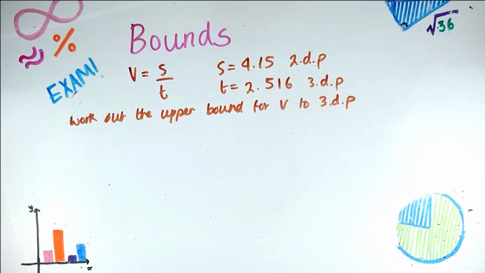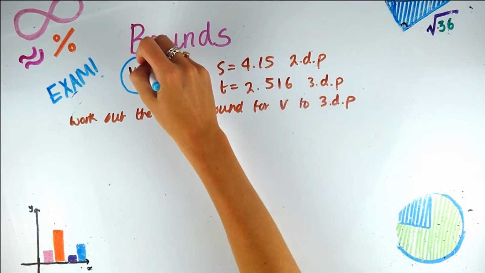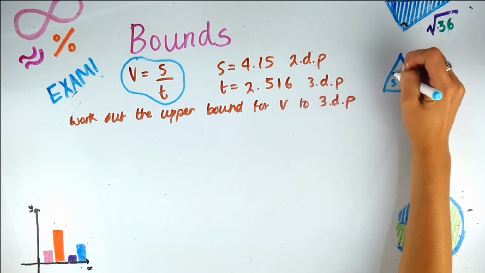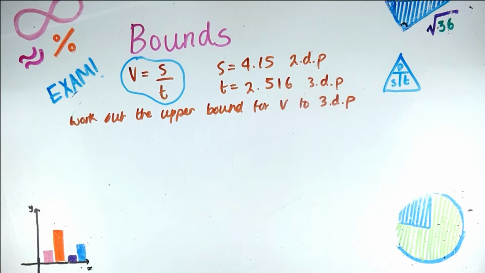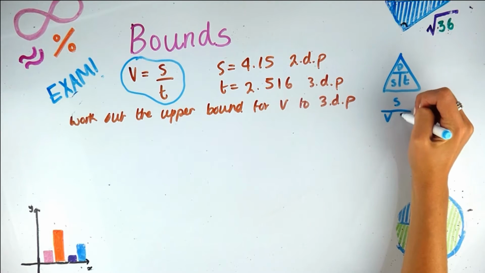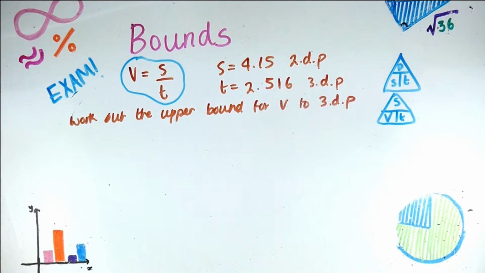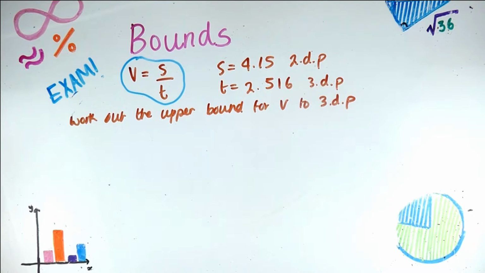Okay, so here we've been given the equation V equals S over T. That is to do with speed equals distance over time. But they've called speed velocity, and they've called D displacement, which is an S. But yeah, it's that equation. Cool beans. So let's actually read it. So S is 4.15 to 2 decimal places, and T is 2.516 to 3 decimal places.